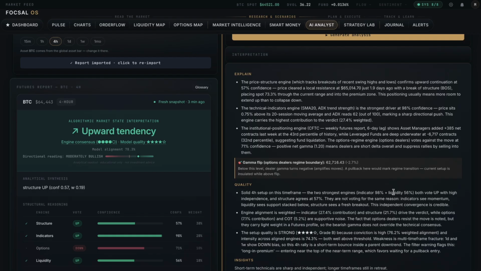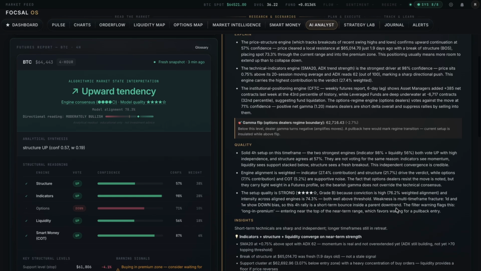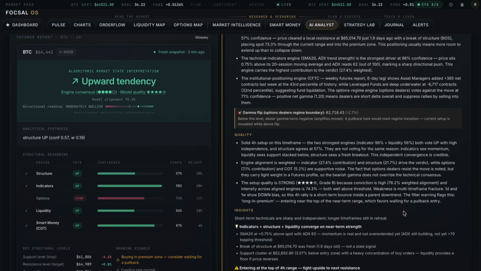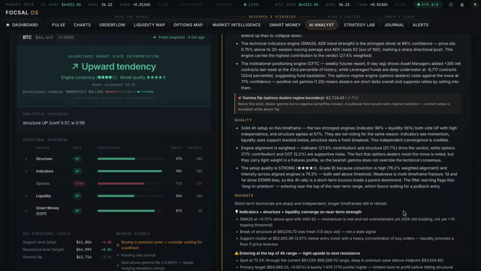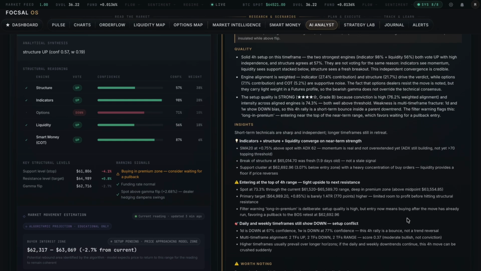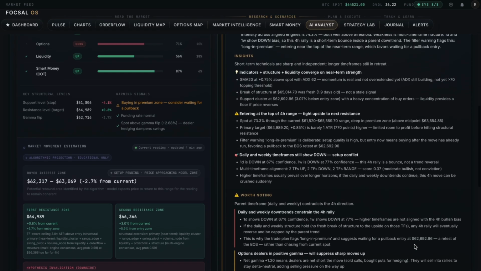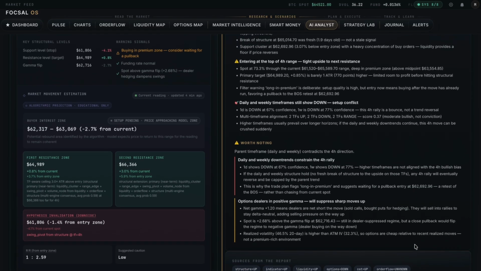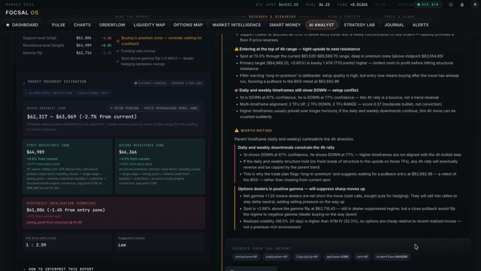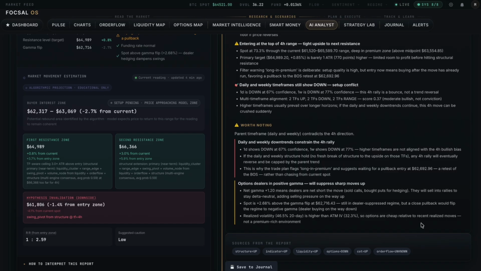The second is quality. Here, the AI assesses whether the report holds together. It says which layers agree and which contradict, and whether the higher time horizon supports this reading or stands against it. This is the credibility check. The third is insights. Here, the AI catches the things that are easy to miss at a glance. And at the bottom of every analysis, there's a worth noting section. The shortest, bulleted warnings. A fresh breakout, a narrow buffer to the gamma flip, unusual positioning. This is the essence of the second pair of eyes.